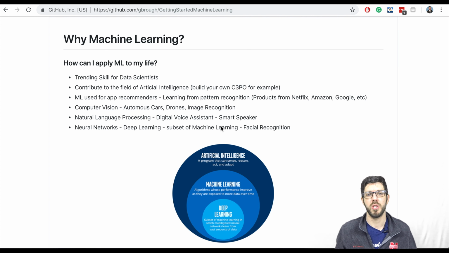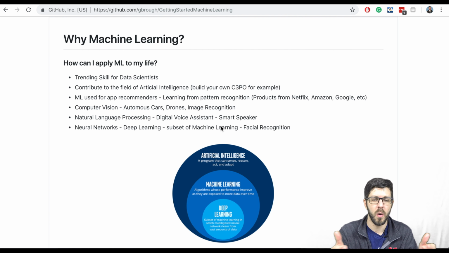So first of all, why machine learning? Why would I want to get into this? It's a hot buzzword. What is it about? So firstly, it's one of the top skills that's being used for data scientists. One of the things you could do is you can use machine learning to contribute to the field of artificial intelligence.